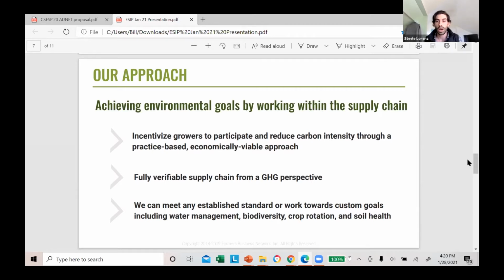And so being able to have that verifiable supply chain all the way back to the farm level with all of the data that we have is crucial to retaining value in that system.